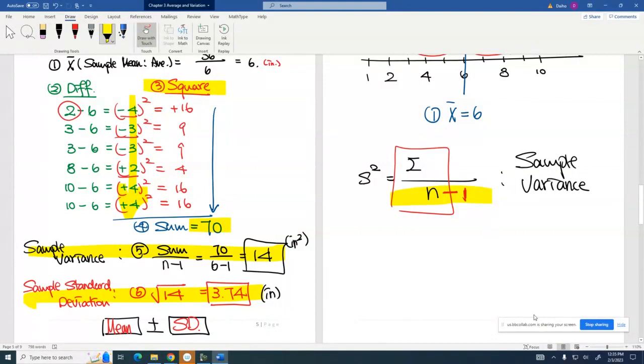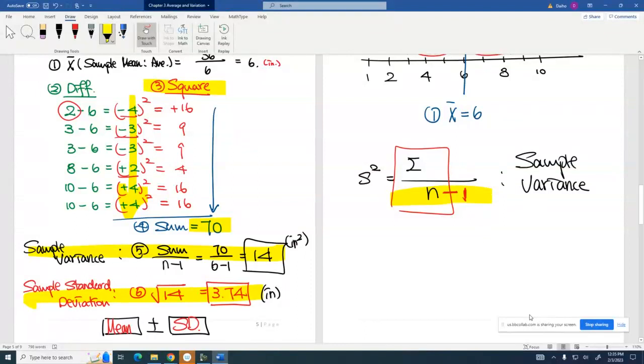So now we had three statistics for the center: mode, median, and mean. The other three statistics for the variation: range, the simplest one, variance, and the standard deviation. It's three and three. What we are doing in chapter three is describing the distribution by statistics.